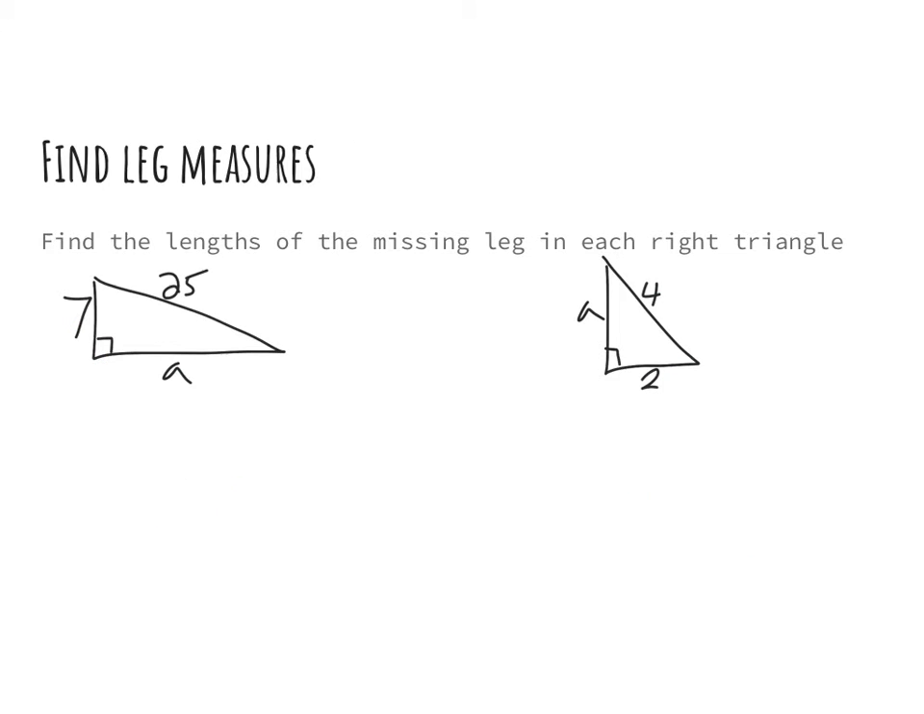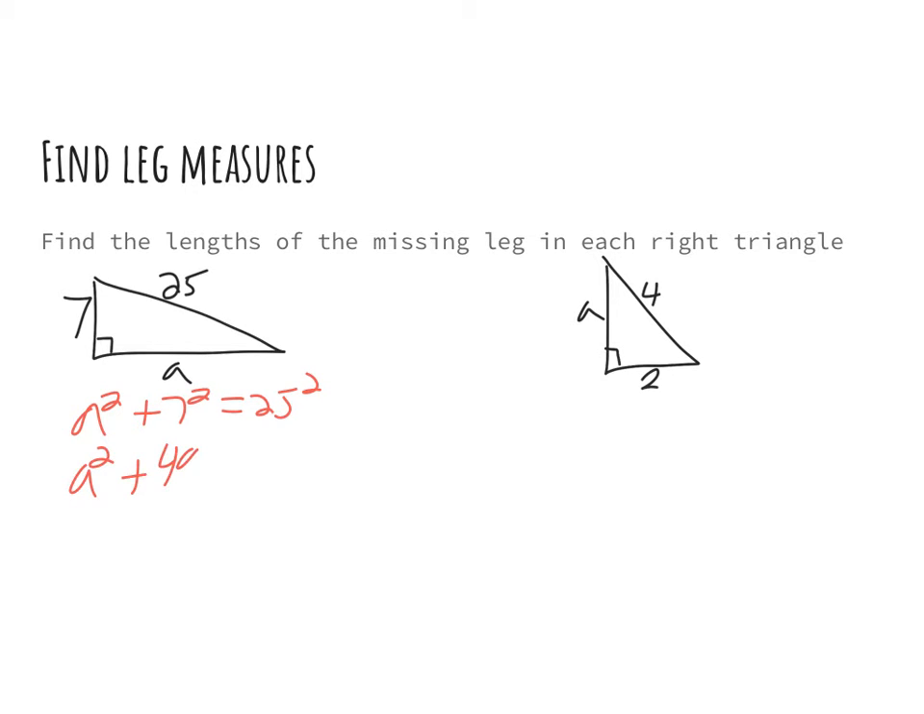We can still use the Pythagorean theorem when we're looking for one of the leg measures. We're going to use the same setup, A squared plus B squared equals C squared, but now instead of not knowing what C squared is, we're not going to know what A squared is. So we've got A squared plus 7 squared equals 25 squared in this example. So I still don't know what A squared is.